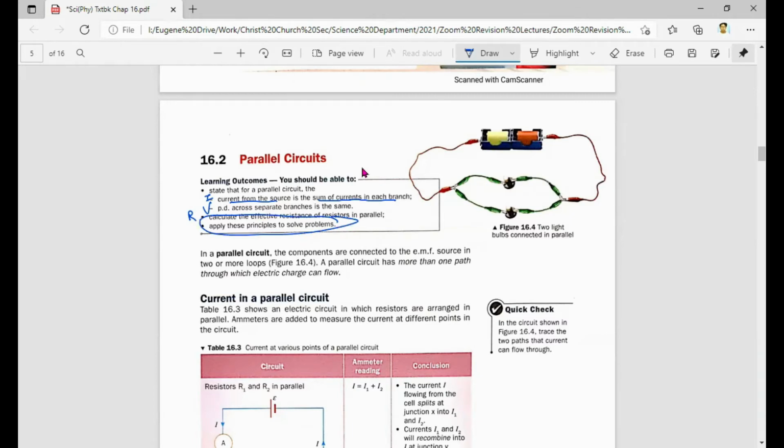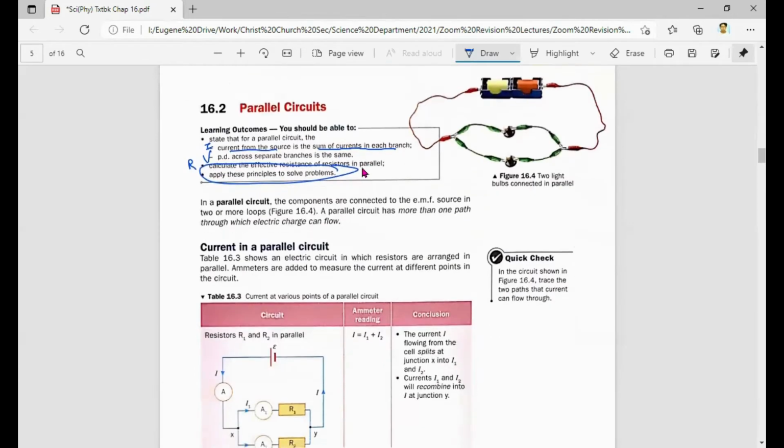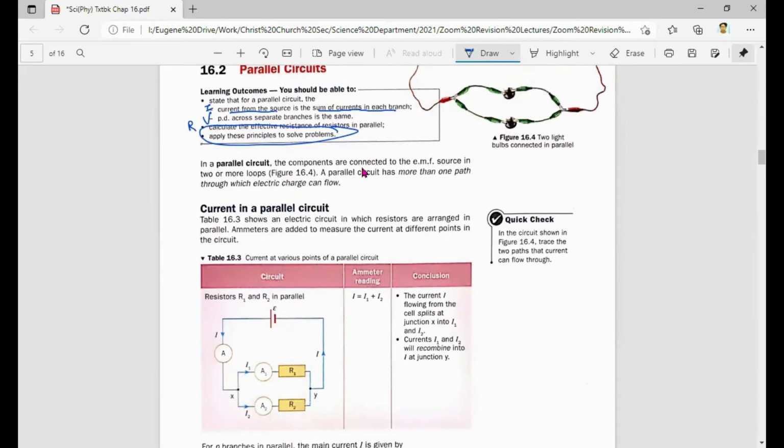Because you can know all the principles, but you don't know how to apply them, all the DC circuits will look very off to you and you find it quite difficult. Okay? Next. So what exactly is a parallel circuit?